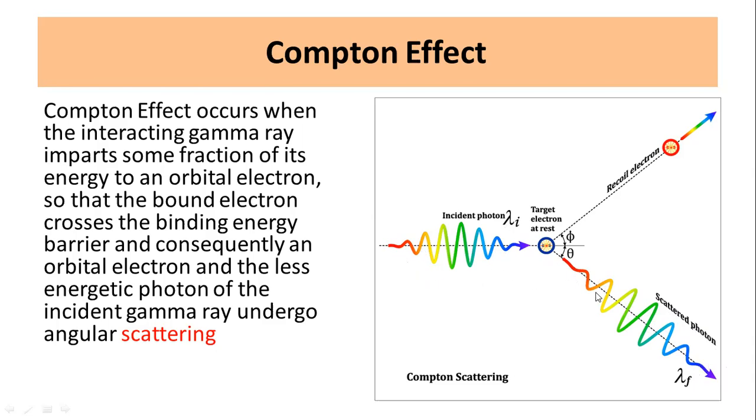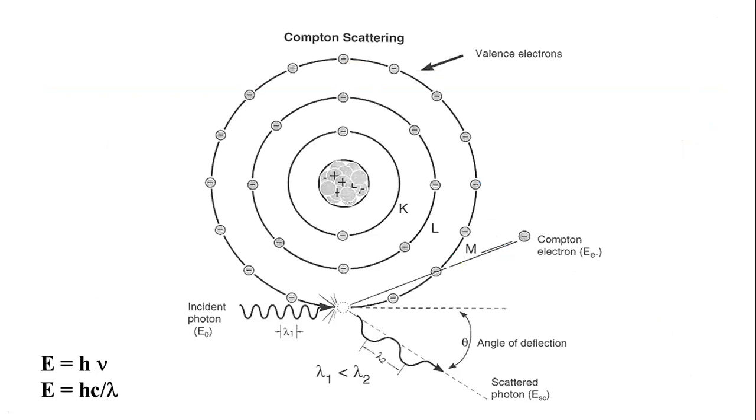So the wavelength of the scattered photon will be more as compared to the wavelength of the incident photon, because both have an inverse relationship, since the energy is inversely proportional to the wavelength. So this is the Compton effect.